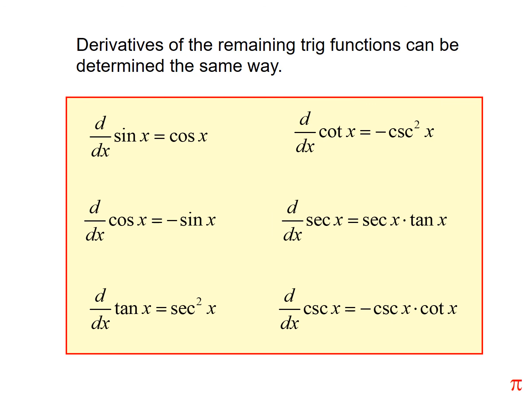And just go through here and look at some patterns. You'll see sine gives you cosine, cosine gives you negative sine. Every time you take the derivative of a function that starts with cosine, cotangent, cosecant, it always ends up being negative.